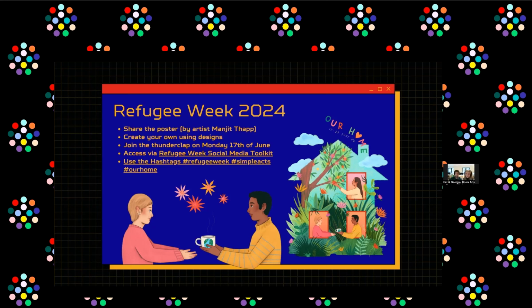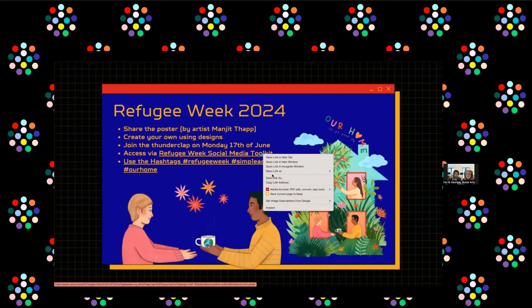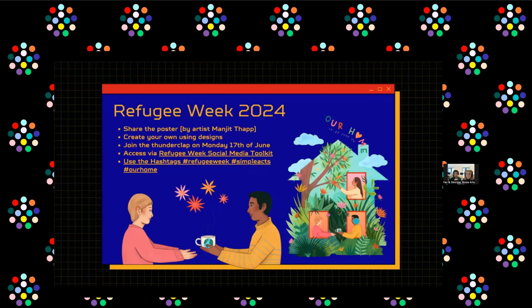So also just remember to join the Thunderclap on Monday, 17th of June, which was one of the biggest moments last Refugee Week. So let's create another big one and always use the hashtags. This time it's just Refugee Week without the year, Refugee Week, Simple Acts, and Our Home.